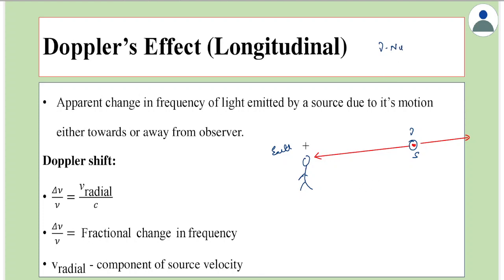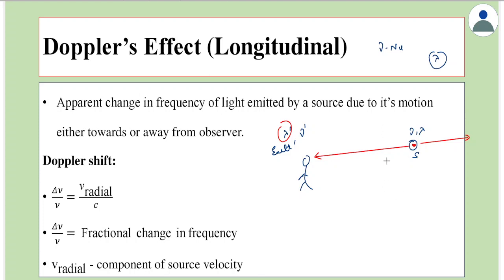Then let the frequency that the person perceives or listens to be nu dash. In case of sound, the change is understood better in terms of wavelength than in frequency. Let's assume that the wavelength emitted is lambda and what is received is lambda dash. Because of the relative motion of the source and the observer, the frequency or the wavelength received would be different. So this apparent change is called Doppler's effect.